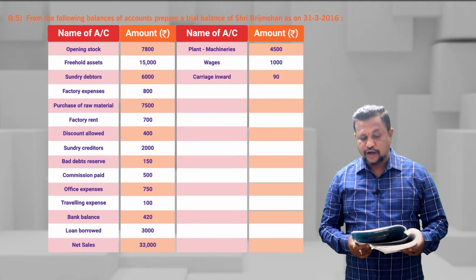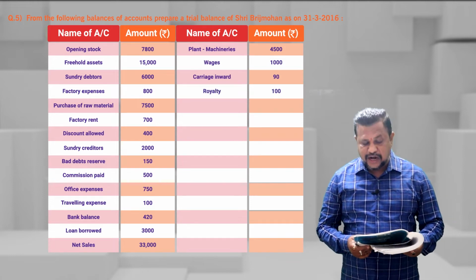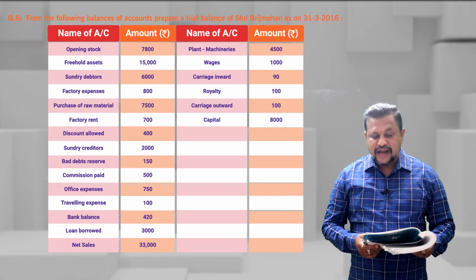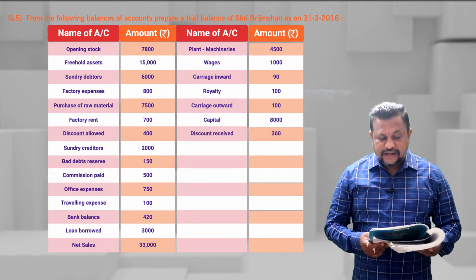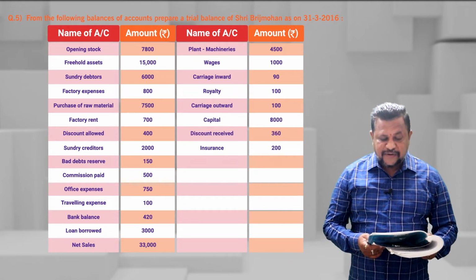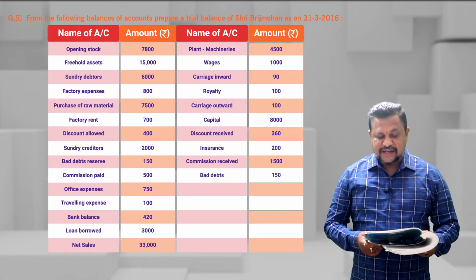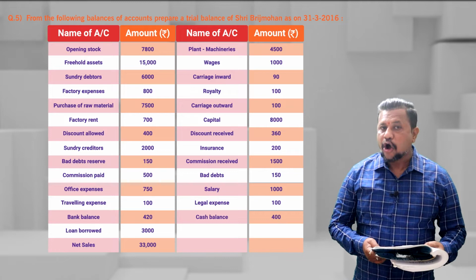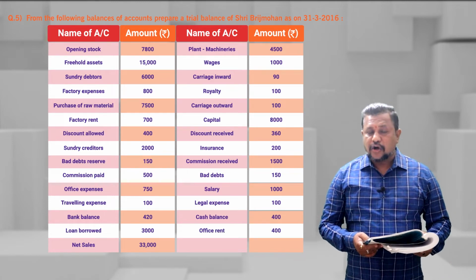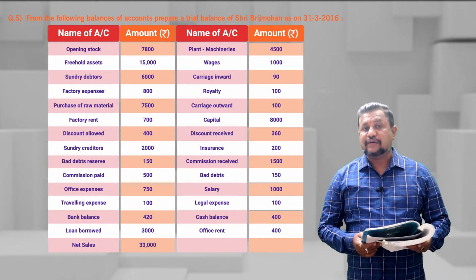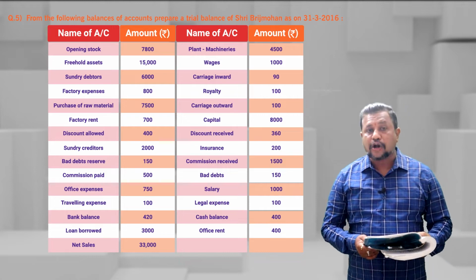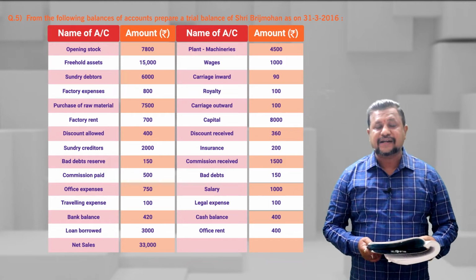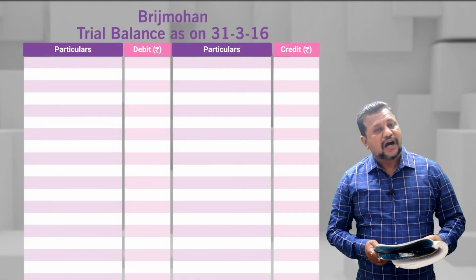carriage inward, royalty, carriage outward, capital, discount received, insurance, commission received, bad debts, salary, legal expense, cash balance and office rent. So again guys, here in this question they have not specified the format in which we have to prepare trial balance. We will present this trial balance in an account form now.